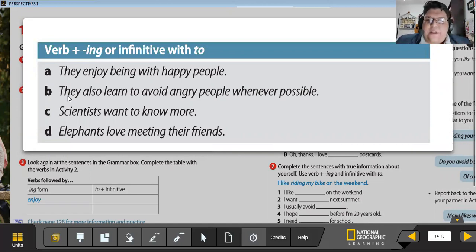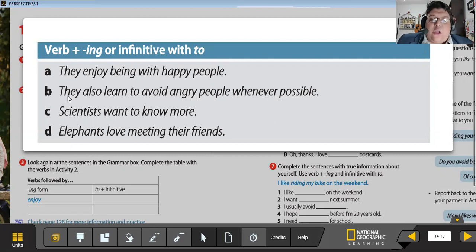Try and change it up, right? But if you notice, it's just like that. They enjoy being with happy people. This one's pretty simple. There's not really that many connecting words. It's just they enjoy being with happy people, and just say that as fast as you can, and you should be fine. And as B, they also learn to avoid angry people whenever possible.